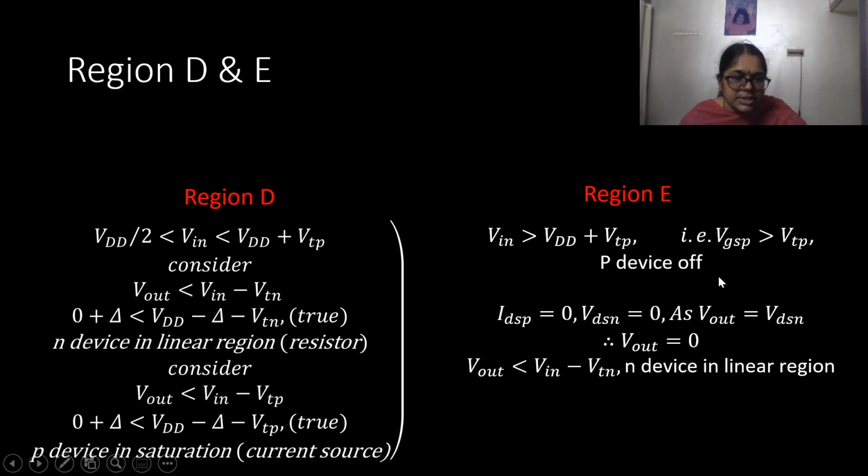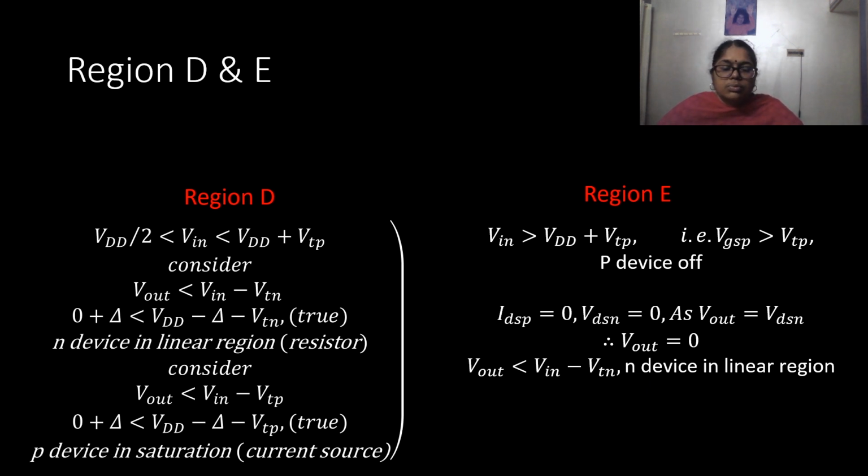Because the pMOS is off, the current flowing is equal to 0. So the drain to source voltage of the nMOS transistor, which is conducting, will be equal to 0. But drain to source voltage is equal to Vout. So Vout will be equal to 0. So when Vout is equal to 0, the Vout less than Vin minus Vtn condition holds good, and the nMOS transistor is in linear region.